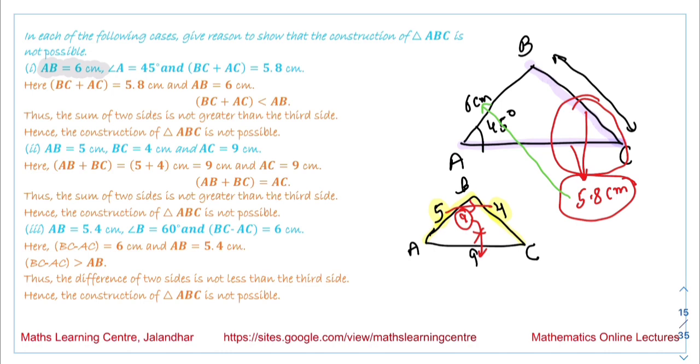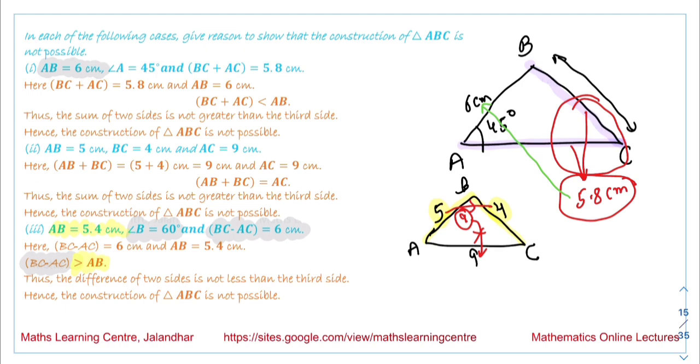Next we are talking about AB is 5.4 centimeters, angle B is 60 degrees, and BC minus AC is 6 centimeters. Again, the difference of the two sides, BC minus AC, is given as greater than AB.